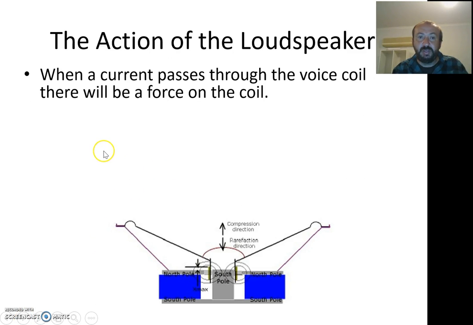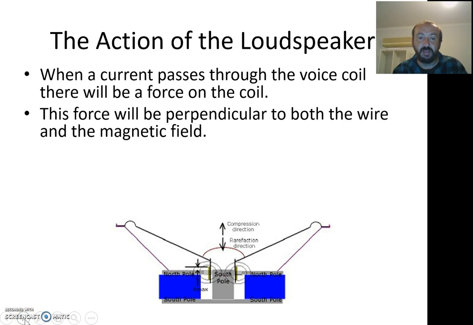Okay, the action of the loudspeaker. When a current passes through the voice coil, there will be a force on the coil. The reason being that a current will set up a magnetic field. Okay, and that magnetic field is going to interact with the magnetic field of the pole of the permanent magnet, which is the blue one, and that's going to move. The permanent magnet, the blue one, is fixed. That's not going to move anywhere, so it's the other one that's going to move. It's the voice coil that's going to move.